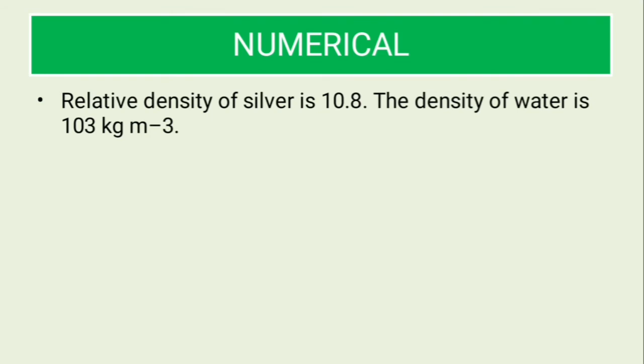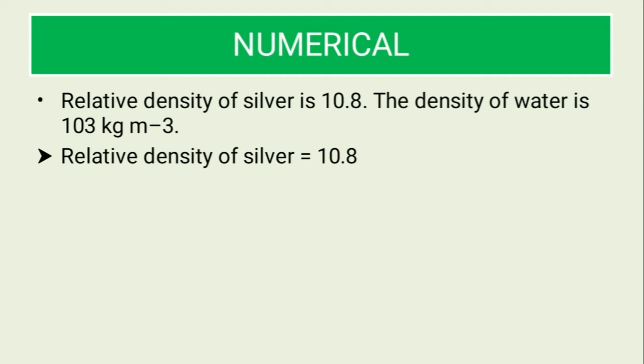The density of silver is 10.8. It is not simply density, it is relative density. So the relative density of silver has been given, it is 10.8. And the density of water is 10 raised to 3 kg per meter cube. This is not 103, this should be 10 raised to 3. By mistake I have missed out the "raised to" here. So this should be 10 raised to 3, which means 1000 kg per meter cube.